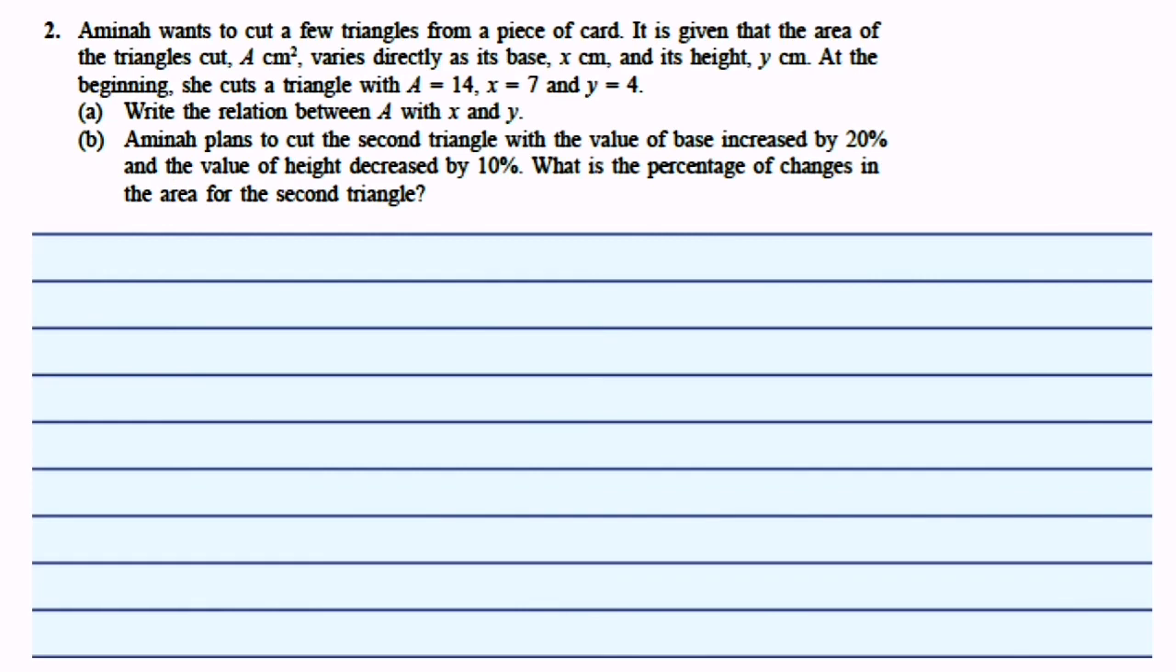Question number 2. Amina wants to cut a few triangles from a piece of card. It is given that the area of the triangle cut, A centimeter square, varies directly as its base, S cm, and its height, Y cm. At the beginning, she cuts a triangle with A equals 14, S equals 7, and Y equals 4. A. Write the relation between A with S and Y.